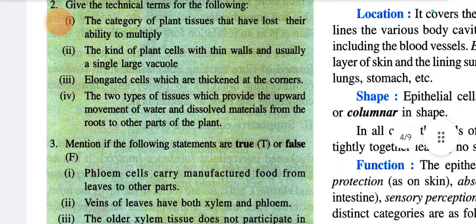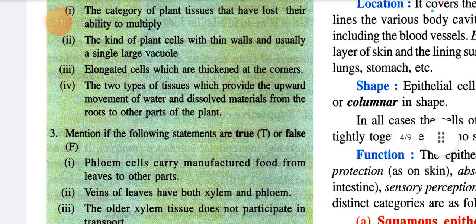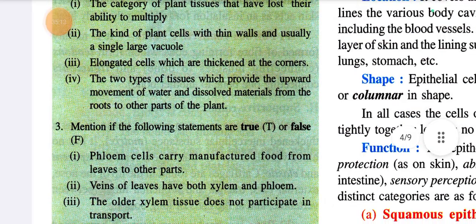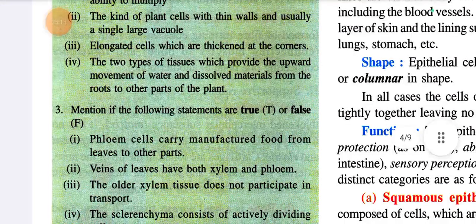Elongated cells which are thickened at the corners: collenchyma. The two types of tissue which provide the upward movement of water and dissolved material from the roots and other parts of the plant: xylem, okay, and phloem.